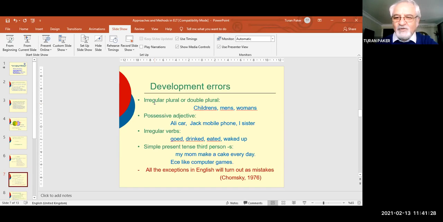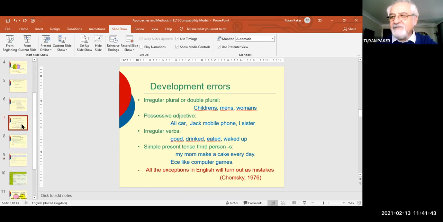So I have a quote from Chomsky. He says all the exceptions in English will turn out as mistakes. Then think about the exceptions in English. Wow, thousands of them. So how will they learn all these exceptions? They will learn by using them rather than memorizing. So teachers have a tendency to make a list of irregular words, irregular plurals, adjectives, etc. Well, there may be some kind of reference lists, but don't expect that once you tell the students, they will just memorize them and use them.